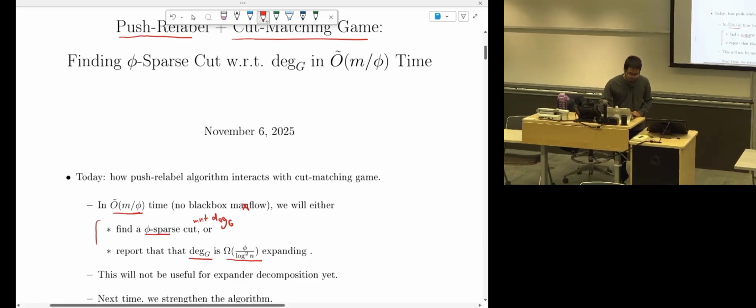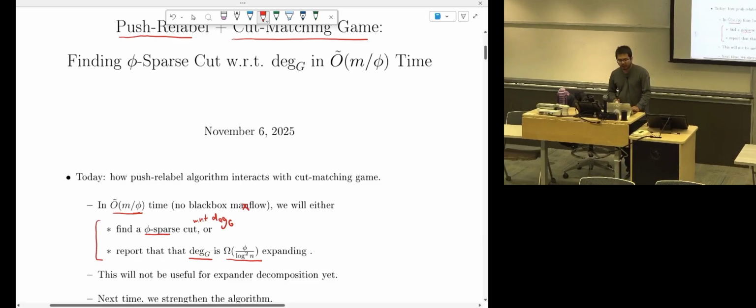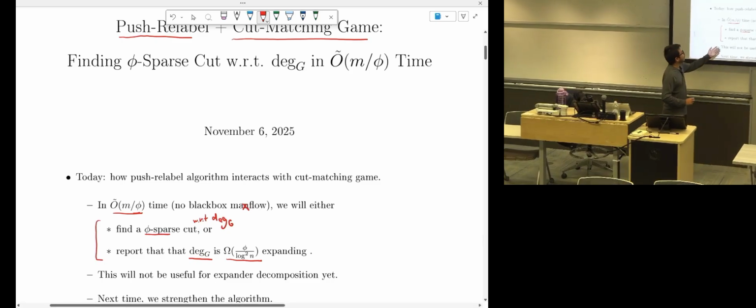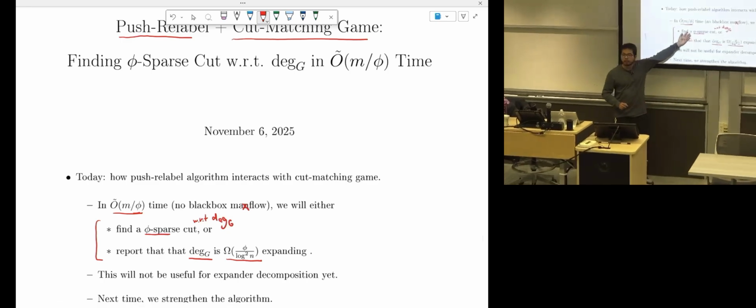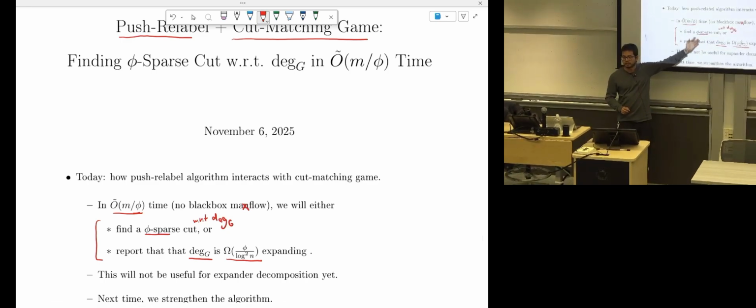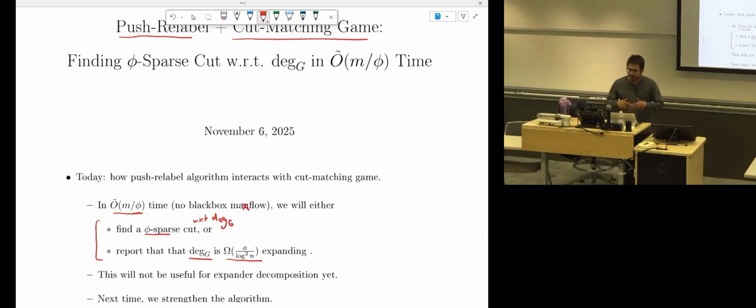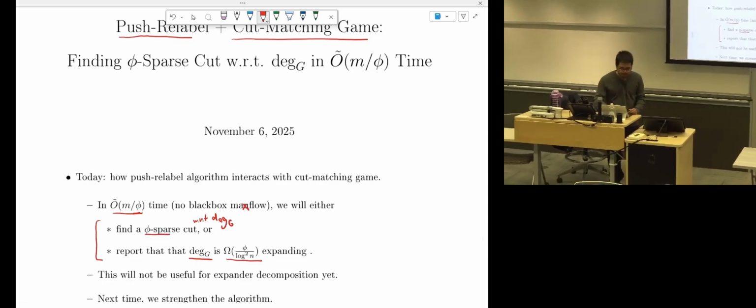I hope you recorded, we will see how to solve this problem using black box max flow once. But this by itself is not useful for computing expander decomposition yet. But we will strengthen this algorithm next time. Today we just see how to solve this one.